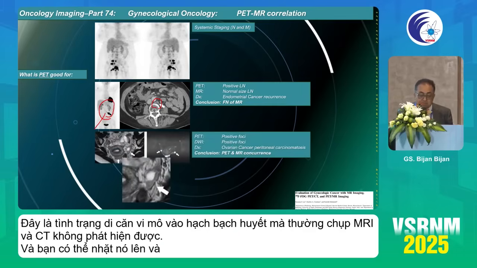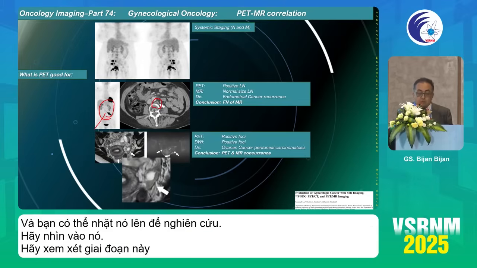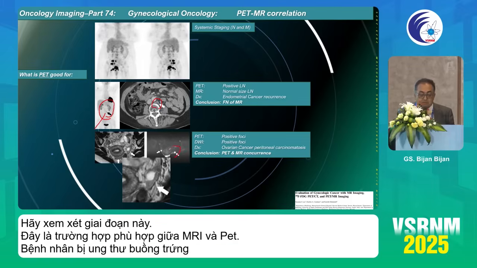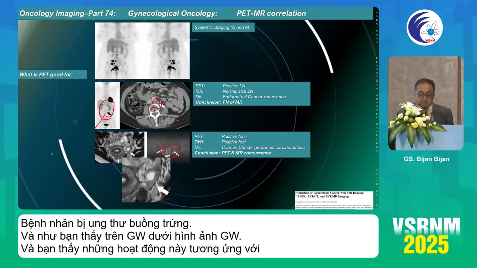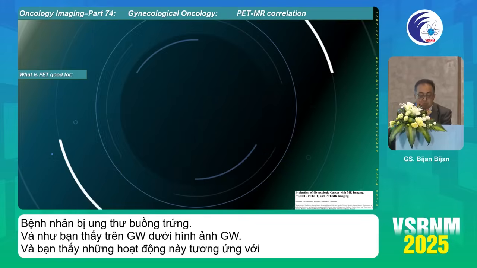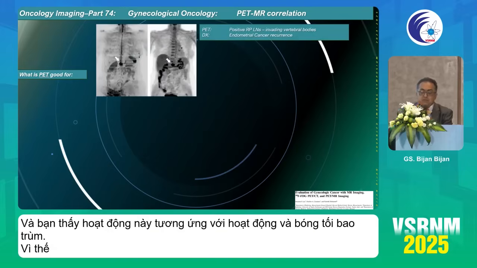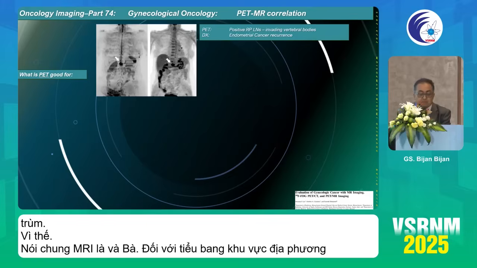Take a look at this case. This is a case of concordance of the MR and the PET. The patient has an ovarian cancer, and as you see on the DW images, you see this activity which corresponds to FDG activity on the PET scan. So in general, MR is for locoregional staging. PET is for systemic staging.